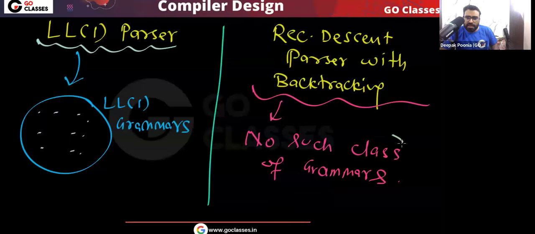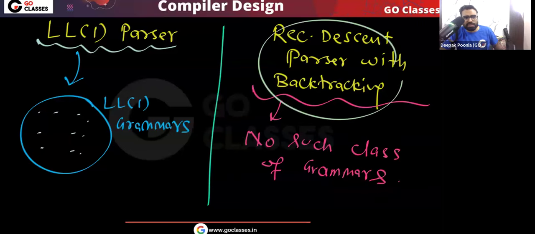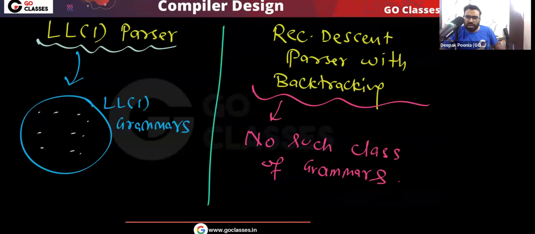We do not have any specific class of grammars for which it will work and for the others it will not work. We do not have any such specific class of grammars, because notice one thing, that for the same grammar also, if you change the order of the production, then the recursive descent parser will change its behavior. That we have already seen. I hope you understood this point.